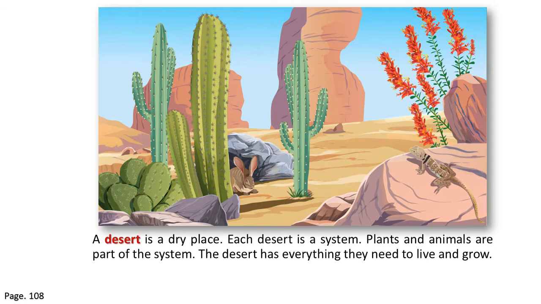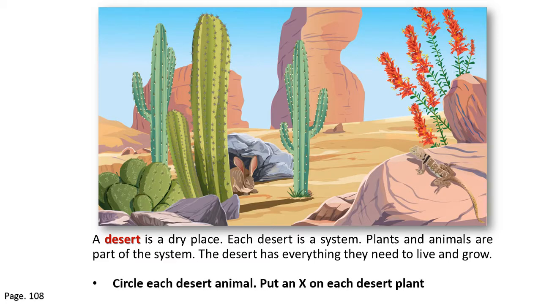So, a desert is a dry place. Each desert is a system, and plants and animals are part of this system. So the desert has everything they need to live and grow. In this picture, we can notice some kinds of plants and some kinds of animals. And our question is to circle each desert animal.